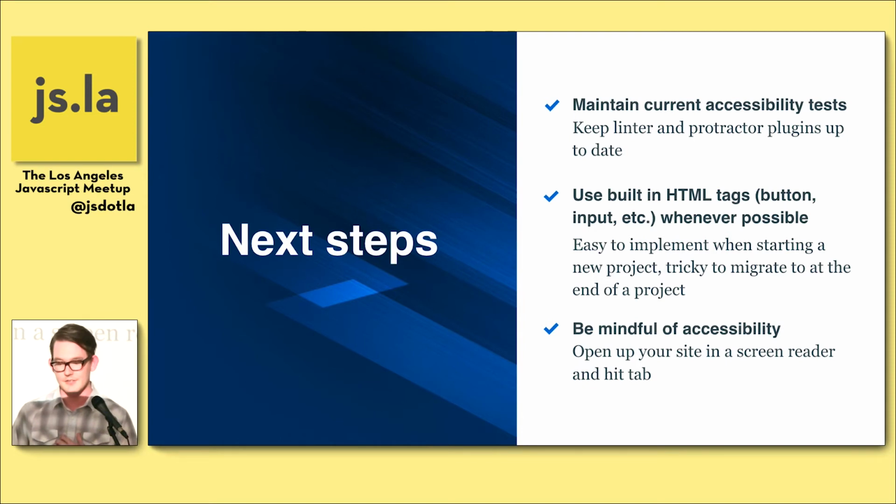The next steps for us is we're gonna maintain our current accessibility tests. Every time I upgrade the linter or the Protractor plugin, we find more and more accessibility warnings and errors, and the people working on these tools are doing a really great job. In general, use the built-in HTML tags, not just HTML5, but the HTML4 stuff whenever possible. They're really easy to implement when you're starting a new project, but when you're trying to fix that project 2 or 3 weeks before a major launch and you have to change all the HTML around it, it's not easy.